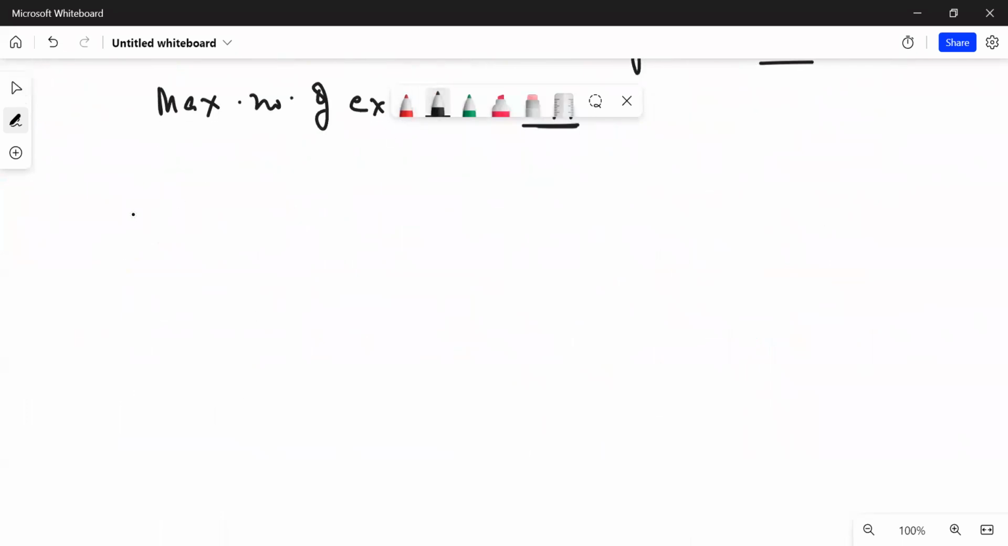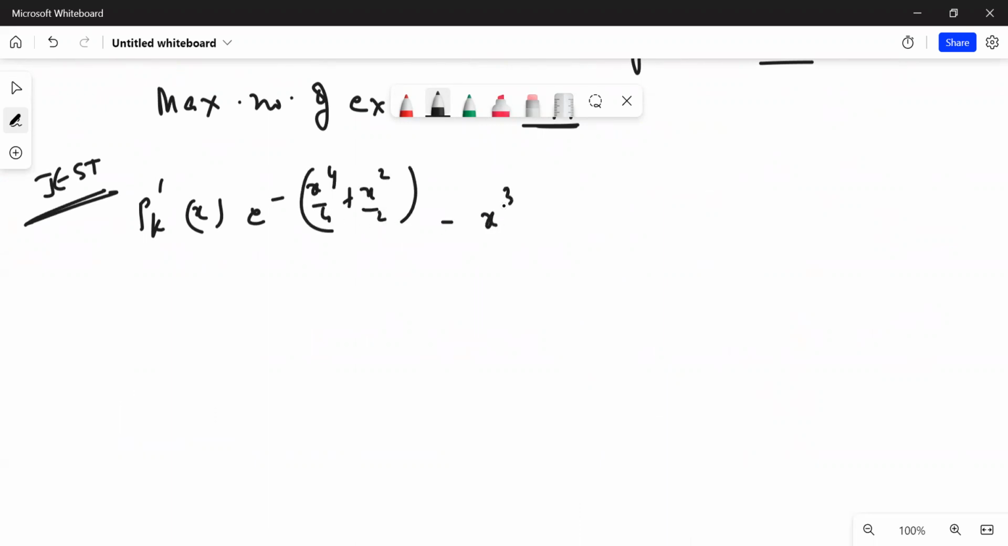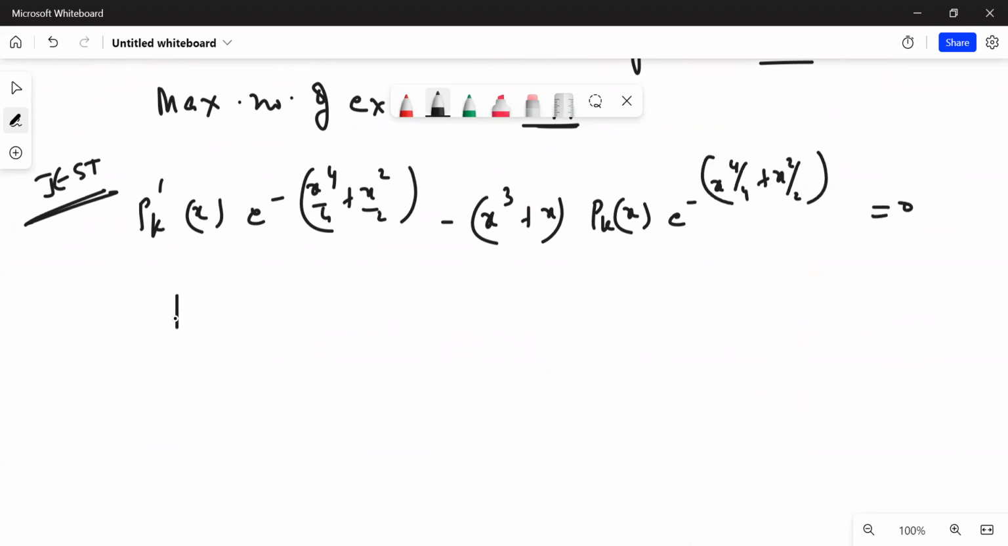So if I differentiate it, what will I get? I will simply get pk dash x. It's just a question. Okay. So for existence of extrema, the derivative must be 0. So this is minus x to the power 4 by 4 plus x square by 2, and then minus x cube plus x, and then you will have pkx e to the power minus x to the power 4 by 4 plus x square by 2. And this entire thing should be equal to 0. And what does it imply? It implies that x cube into pkx minus x to the power k plus and minus pk dash x must be equal to 0, because this cannot be 0.